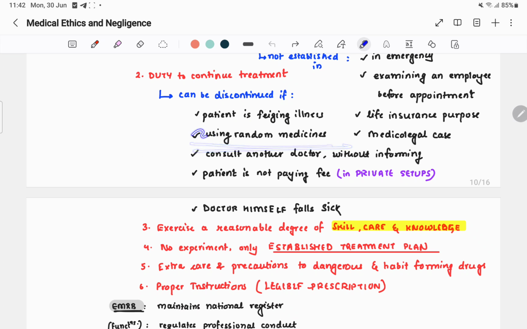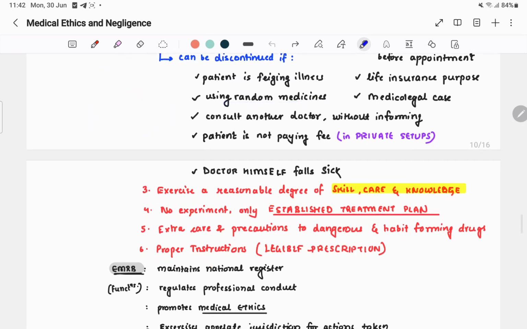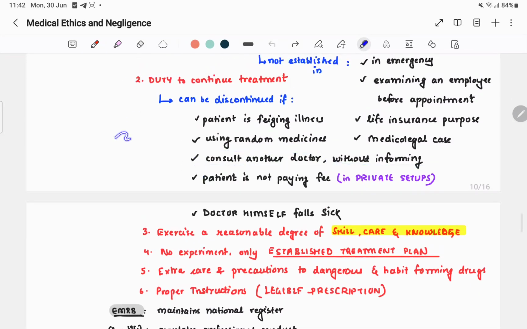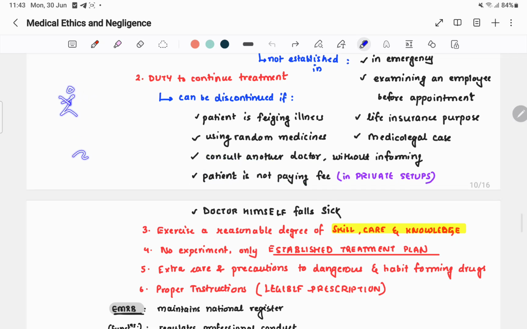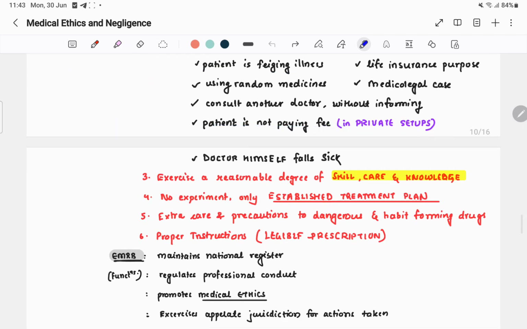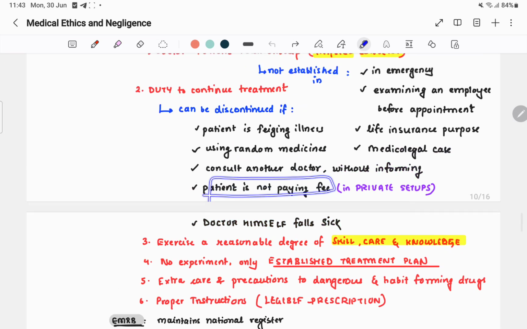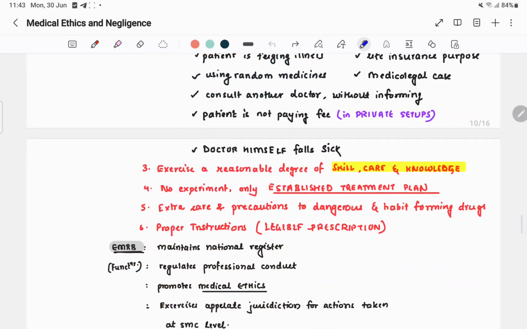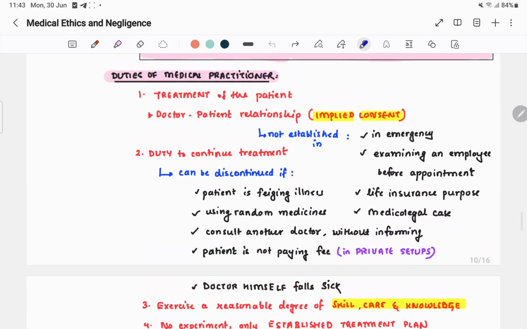Using random medicines, you prescribe paracetamol, the patient is using chloramphenicol, okay, random medicine. Consulting another doctor without informing, he is going to Dr. Gupta and also going to Dr. Sharma and also going to Dr. Yadav, okay, another doctor without informing. Patient is not paying fee in private setups. Patient is coming and just not paying the fee and just checking out without paying any doctor fee. You can tell the patient that if you will not pay the fee, I will discontinue the treatment, okay. Doctor himself falls sick. If he falls sick, then how will he continue the treatment?